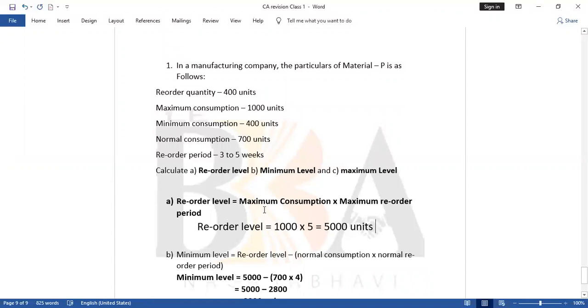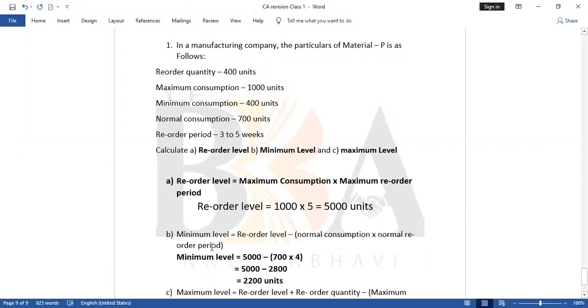So the maximum consumption given to us in the question is 1000 units. So 1000 into maximum reorder period. The reorder period is 3 to 5 weeks, so the maximum reorder period is 5 weeks. So we're taking 5. So 1000 into 5 is going to be 5000 units. Hence, your reorder level is 5000 units.